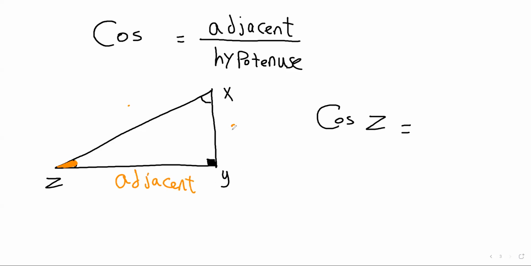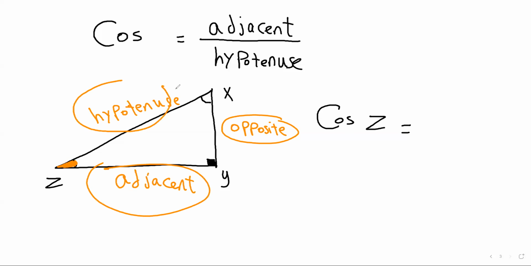And XY here in this case is the opposite, and XZ is the hypotenuse. This is with respect to angle Z. We have the opposite side, the adjacent side, and the hypotenuse. Okay. If this side is 5 centimeters and this side is 13 centimeters, I want to get cosine Z. What is the cosine Z?